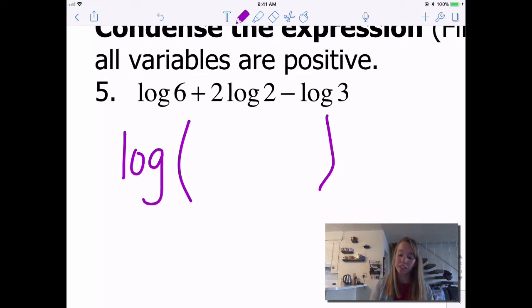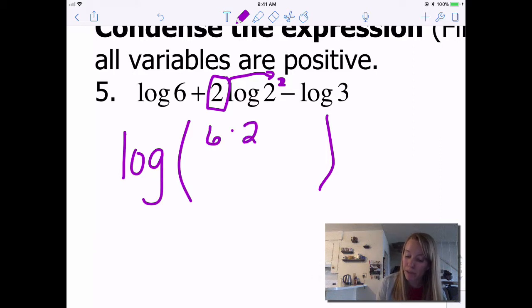The first thing that I can look at is, do I have any coefficients? Because the power rule is going to be the biggest thing to look at first. So this 2 is actually going to become a power on my argument. So this 6, I'm going to multiply by 2 squared. And then the minus becomes a division symbol, so I do divide it by 3.